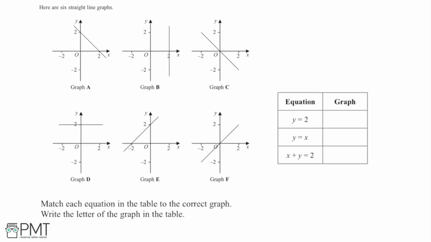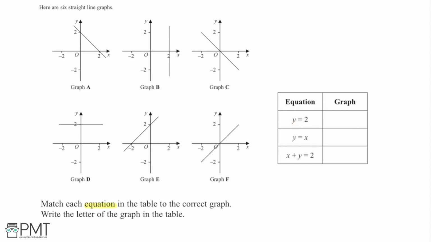So in this question, we're given 6 straight line graphs and we're asked to match each equation in the table to the correct graph. And we're asked to write the letter of the graph in the table. So we have the table over here. In this column we have the equations and we need to write the letters of the graph in the corresponding box. So firstly, if I start off with the graph of y is equal to 2.